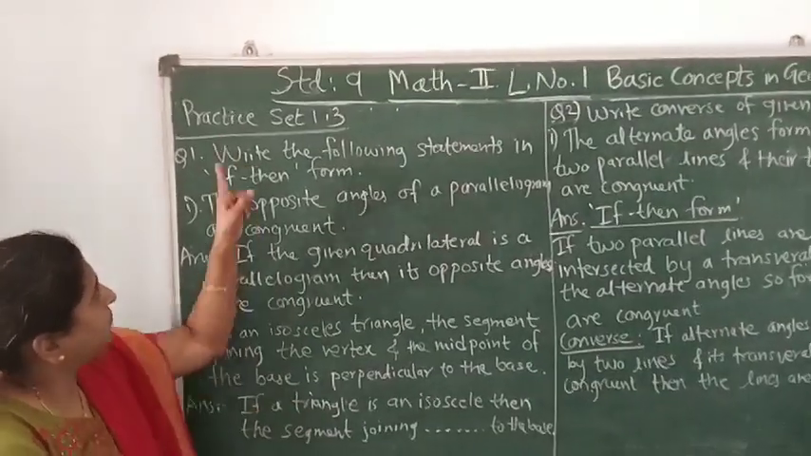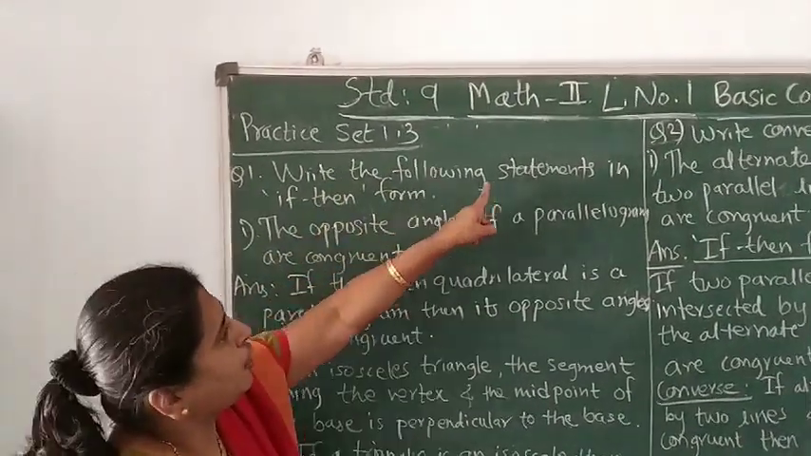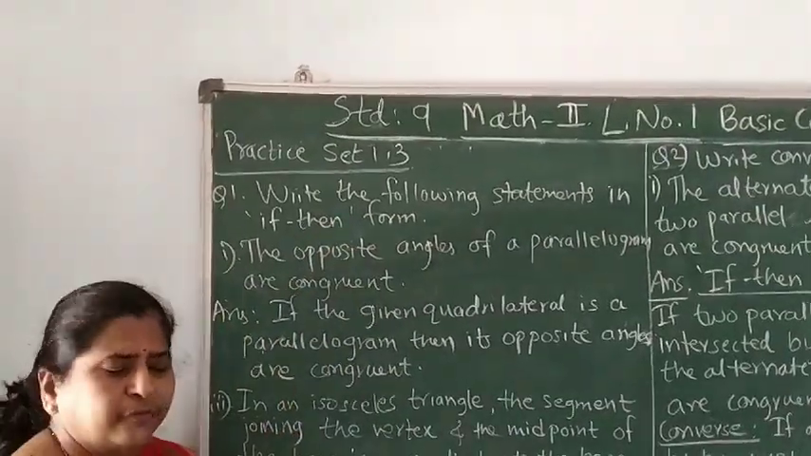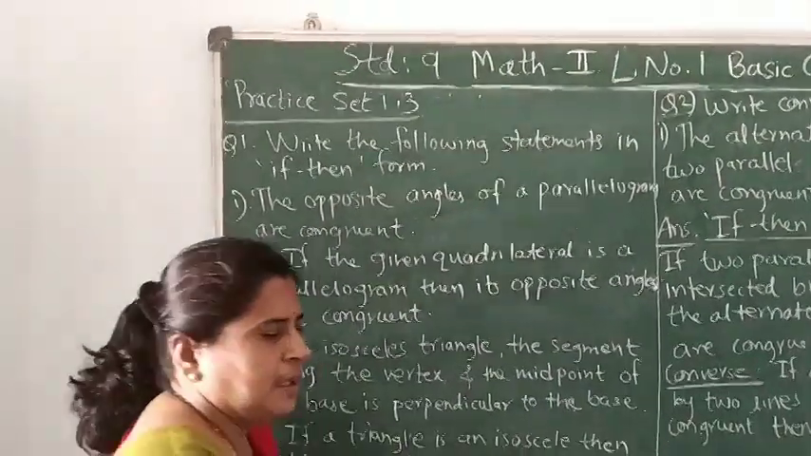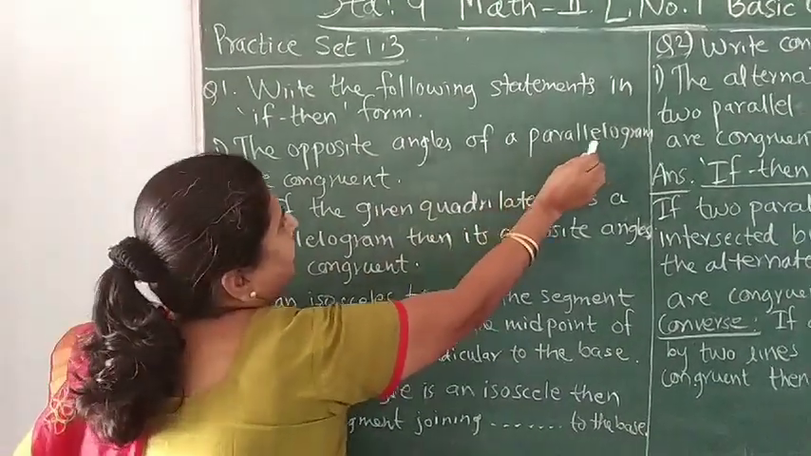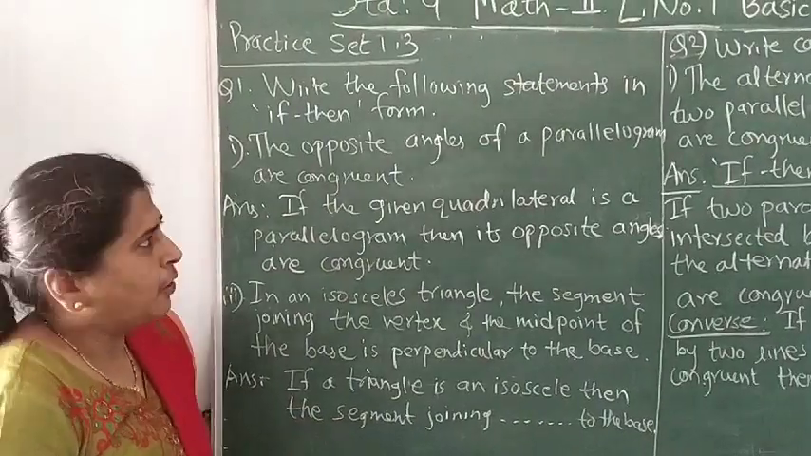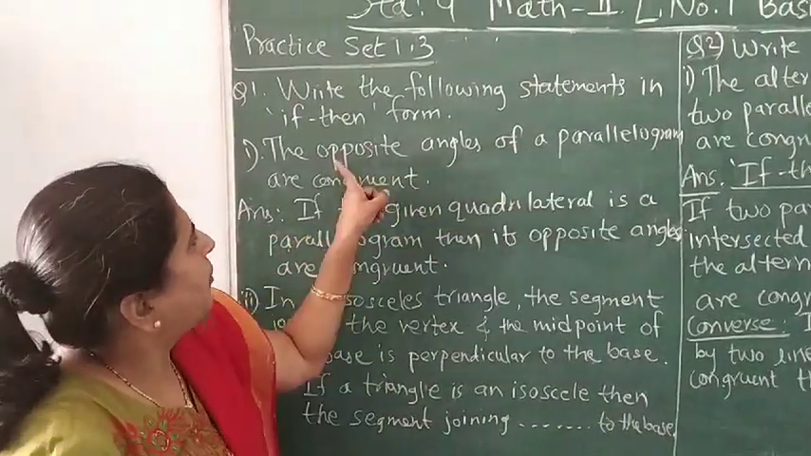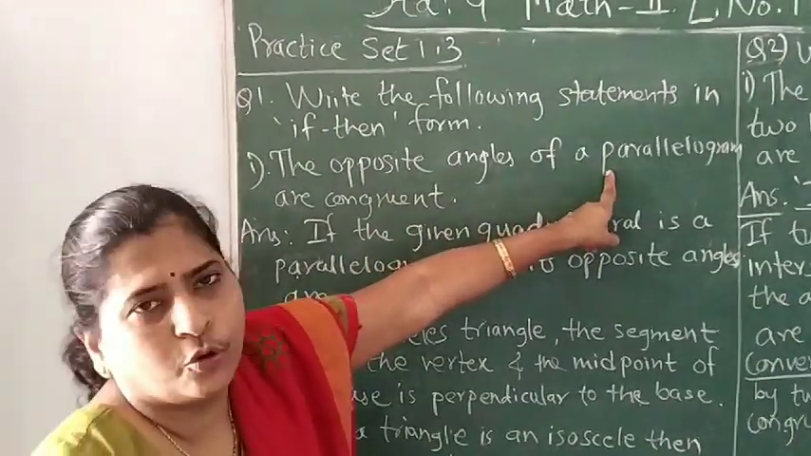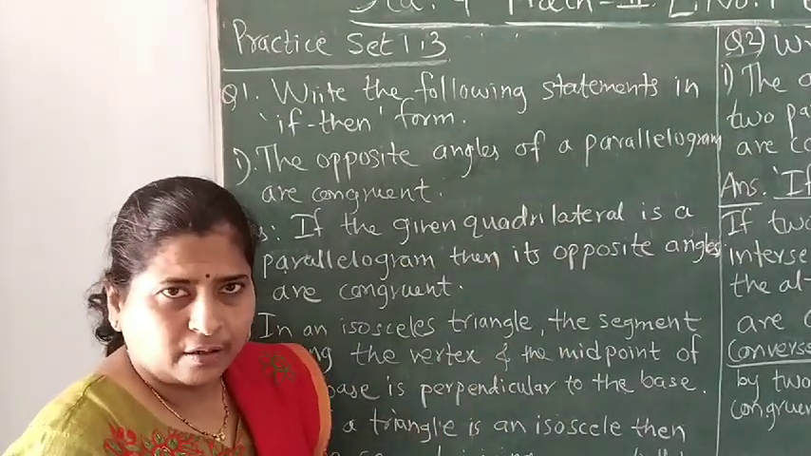In practice set 1.3, question number 1, we have been asked to write the following statements in if-then form. If-then form is a conditional statement. So what is the given statement? The opposite angles of a parallelogram are congruent. What are we talking about? We are talking about opposite angles of a parallelogram. Now, a parallelogram is a type of quadrilateral.